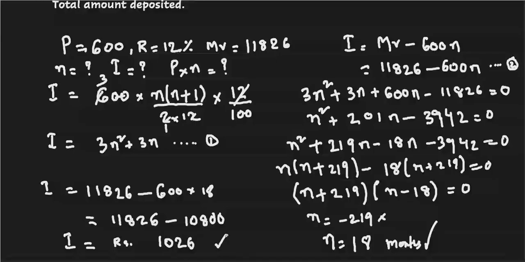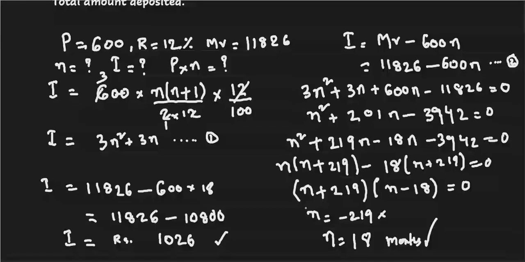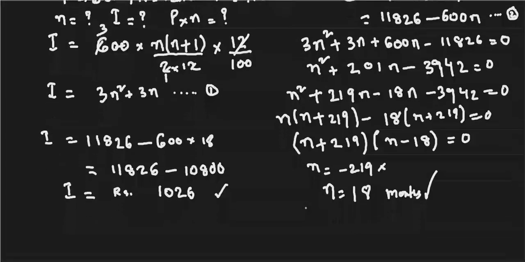Got it? So how much deposited? Yeah, P into N you can do. 600 multiplied by 18 months you do, you will get the total deposited value. That's it, right? The only tricky part is the factorization. If you do factorization in the next chapters, you will understand. It's very simple and you can get the answer easily. But it's very important problems as far as your exams are concerned.